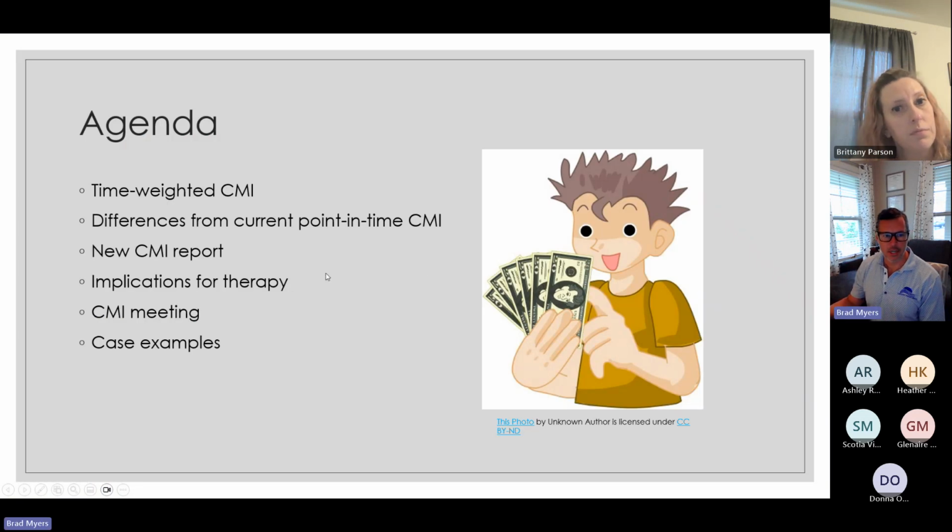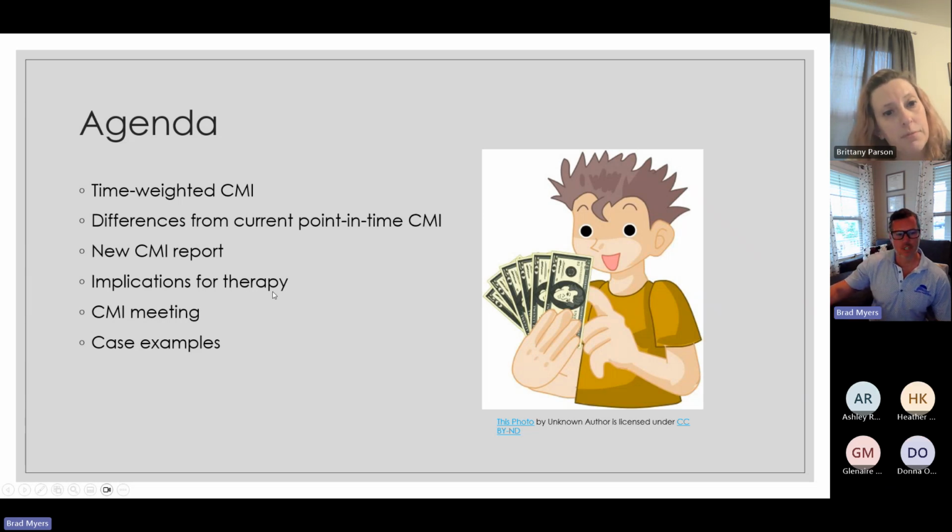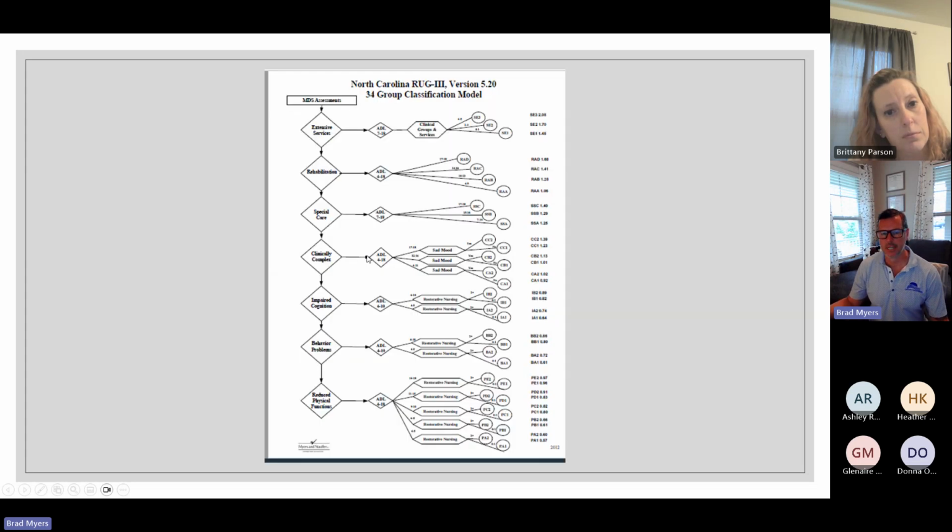I have an agenda. We're going to talk about what the time weighted means, and I am going to touch on the differences between the time weighted and what we were doing before, because I think that's helpful from an educational standpoint. We're going to look at the report, what the therapy managers need to be focused on in case mix meetings. And if we have time, we'll go through a couple of examples.